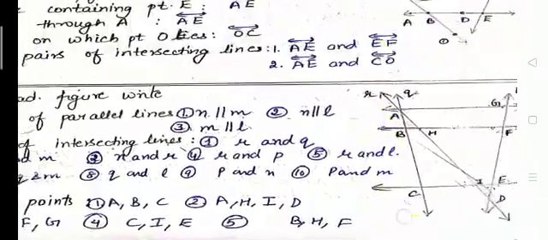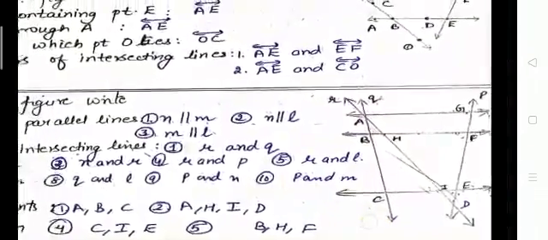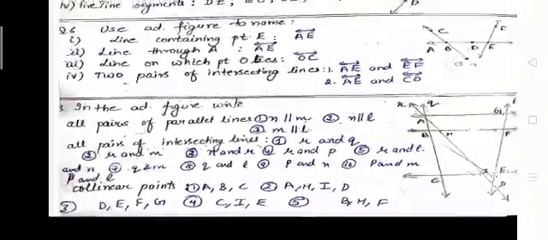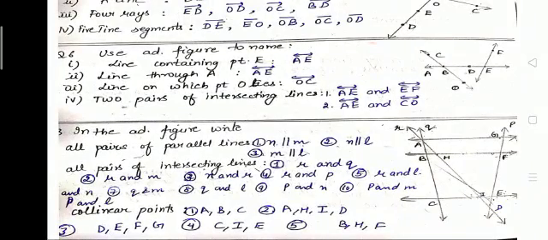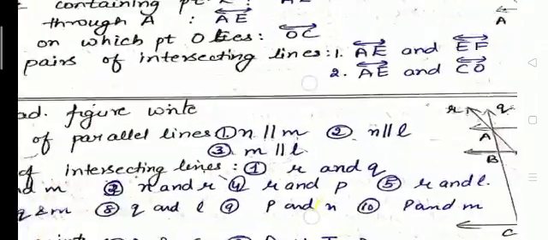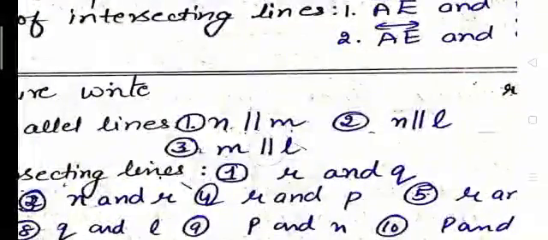Now the next question is, from this figure I need to write the parallel lines. I have written the parallel lines in pairs. First one is N, with the symbol of parallel lines, parallel to M, and parallel to L, and M parallel to L.